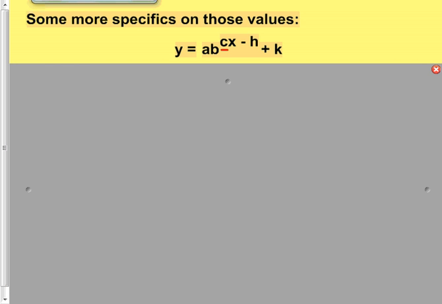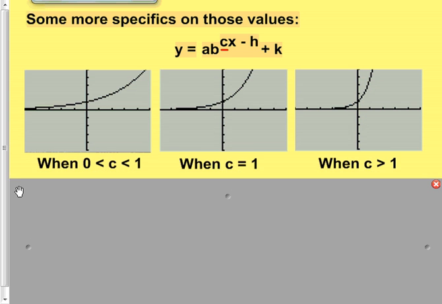Now, looking at the stretch and compression on the x-axis, that deals with the coefficient of x. So let's look at what happens when the constant c decides to change. In the center, what you're looking at is the parent function, where c equals 1. It is possible that the coefficient of x could be smaller than 1 but bigger than 0, so still positive but less than 1, and we would see the graph over on the left side.